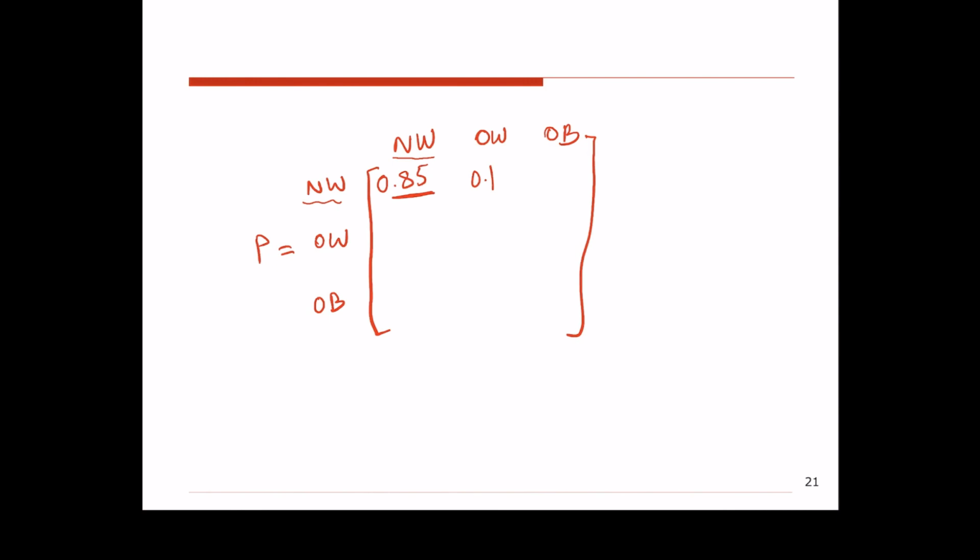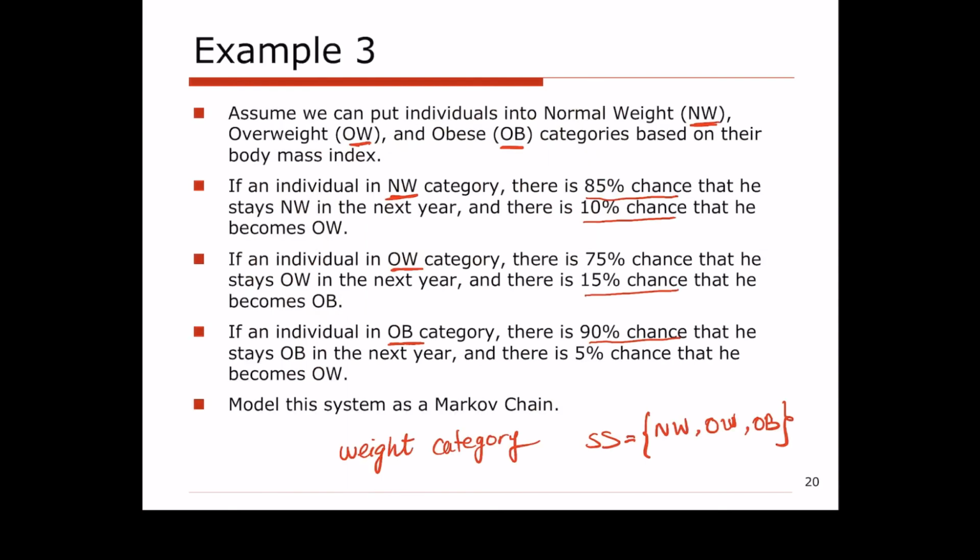And what is the probability that the person who is normal weight right now becomes obese in the next year? Given the fact that the sum of the probabilities of each row equals 1, what is left here is just 5%. So 5% of people who are normal weight right now will be obese in the next year. Okay, let's complete the second row. We have to put the probability that if a person is overweight right now, the person becomes normal weight in the next year, stays overweight, or becomes obese. If we go back to the problem statement, if a person is overweight, there is 75% chance that the person stays overweight, and there is 15% chance that the person becomes obese.